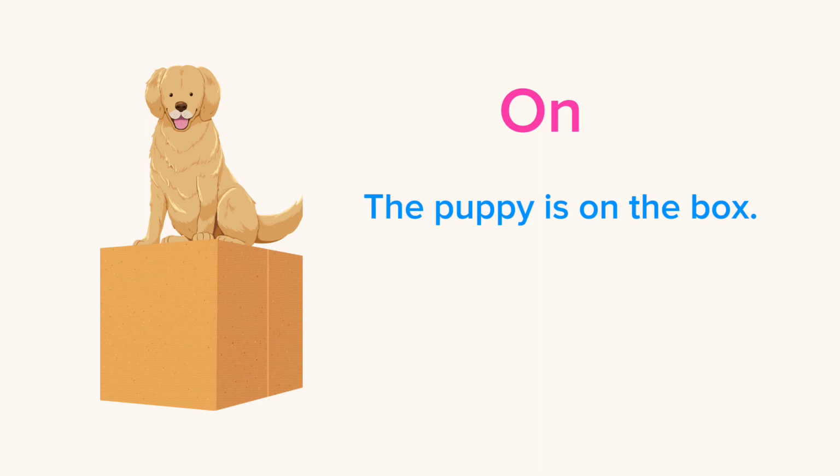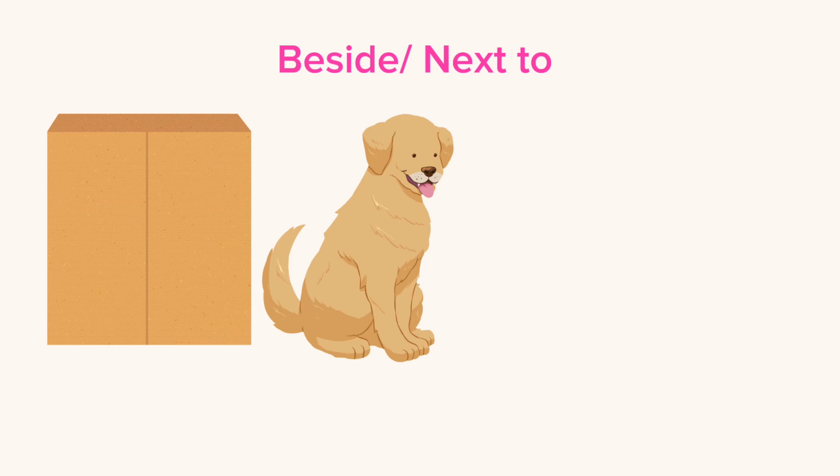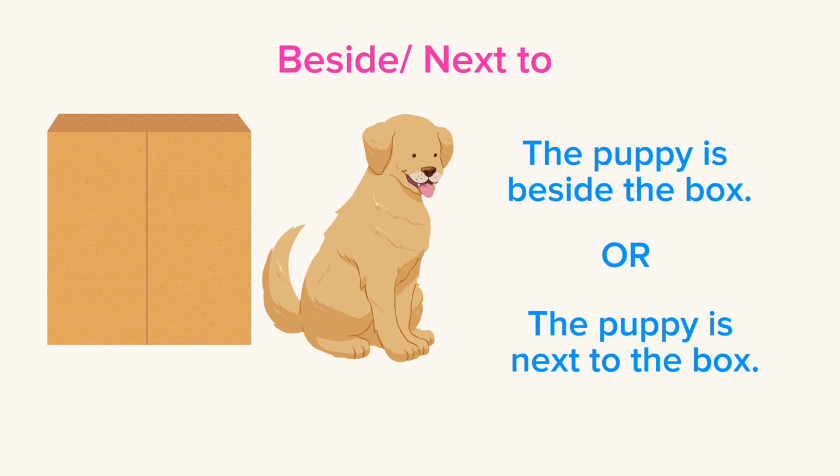On. The puppy is on the box. In. The puppy is in the box. Beside. Next to. The puppy is beside the box. The puppy is next to the box.